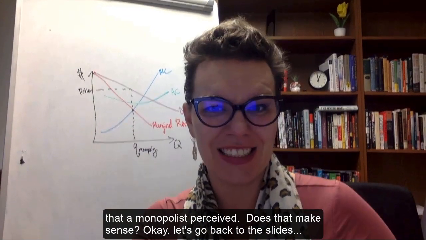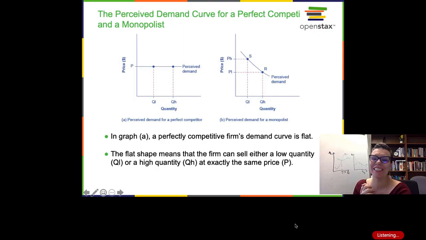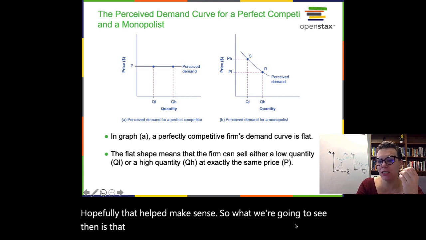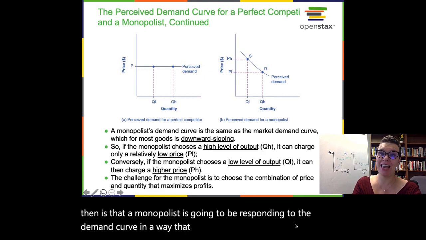Does that make sense? Okay, let's go back to the slides. Hopefully that helped make sense. So what we're going to see then is that a monopolist is going to be responding to the demand curve in a way that perfectly competitive firms can't.